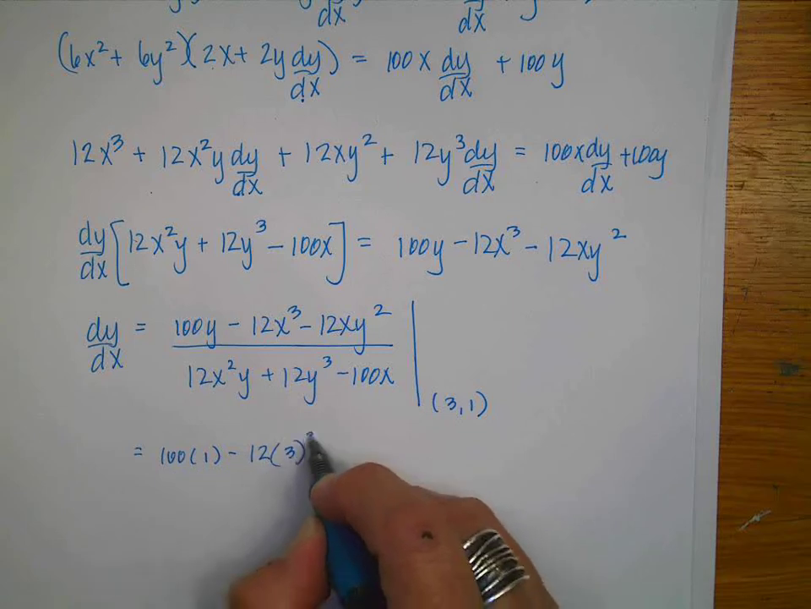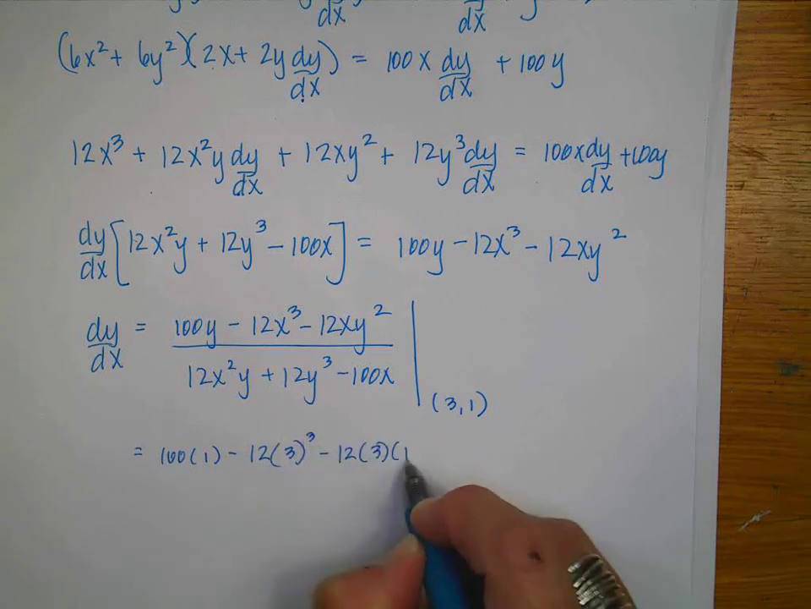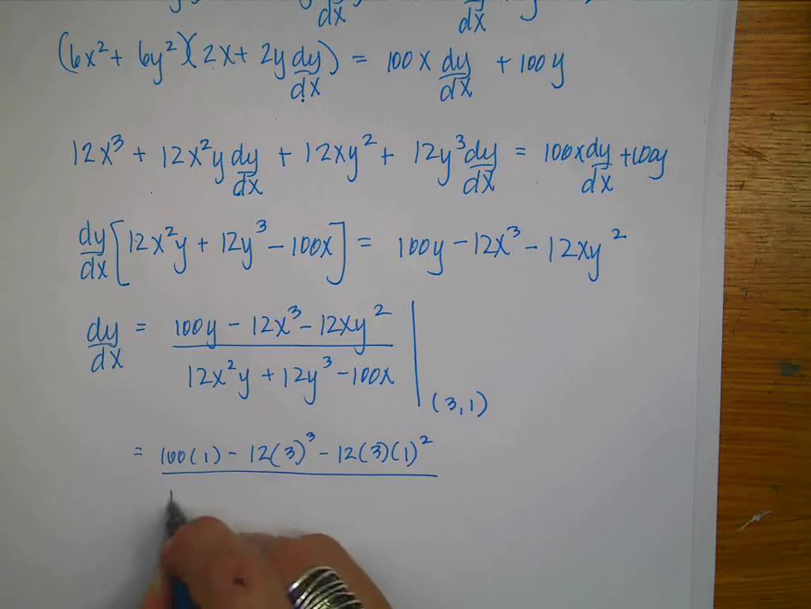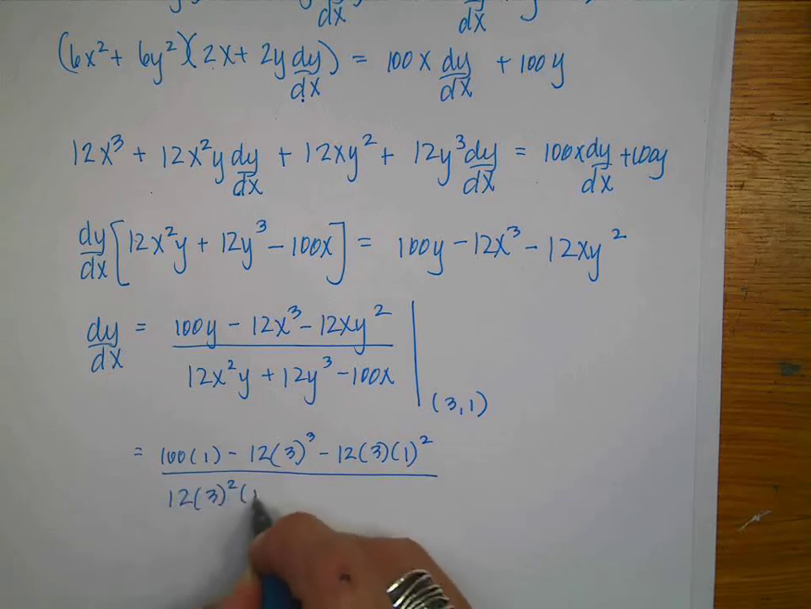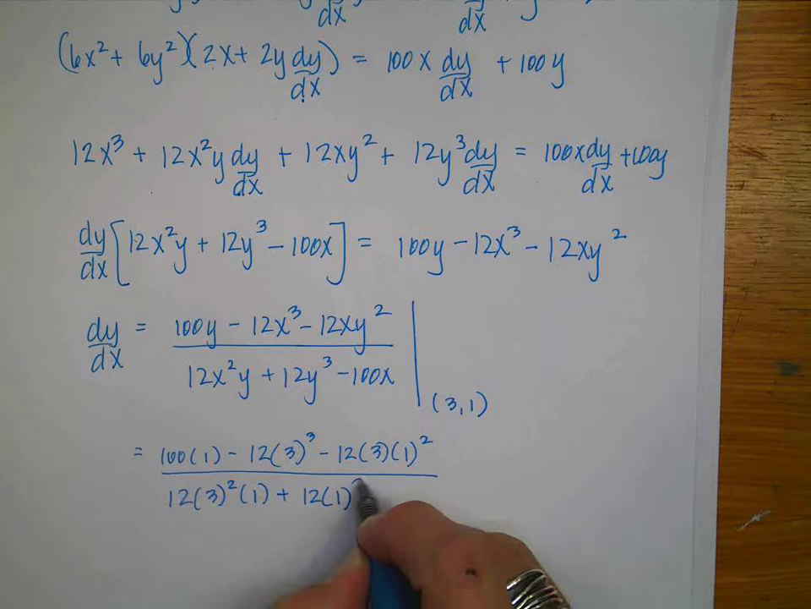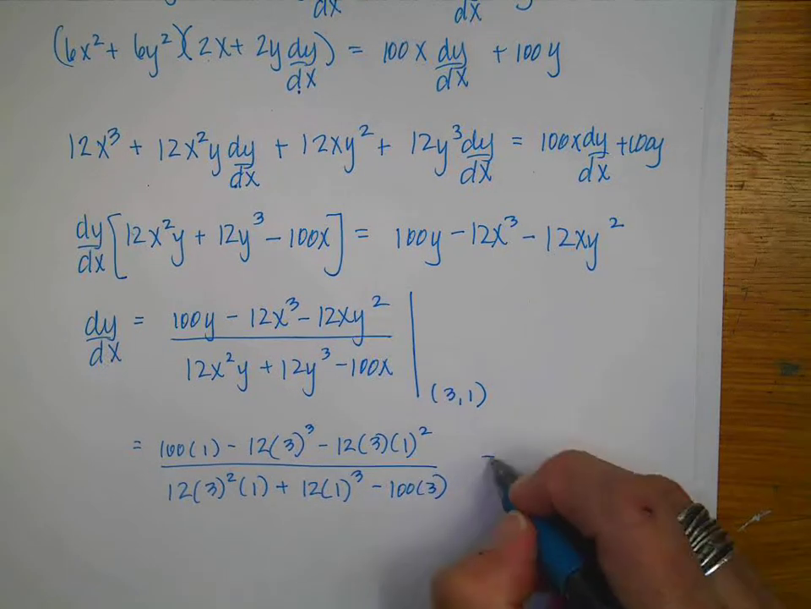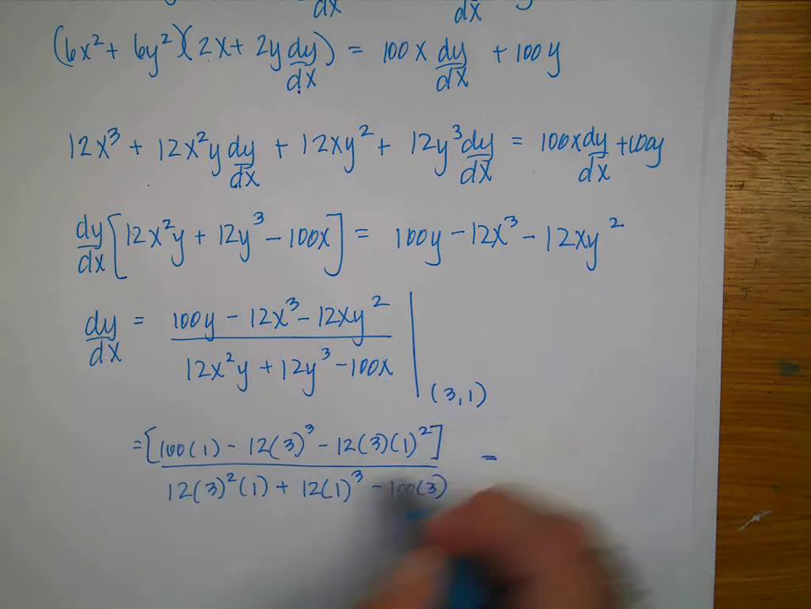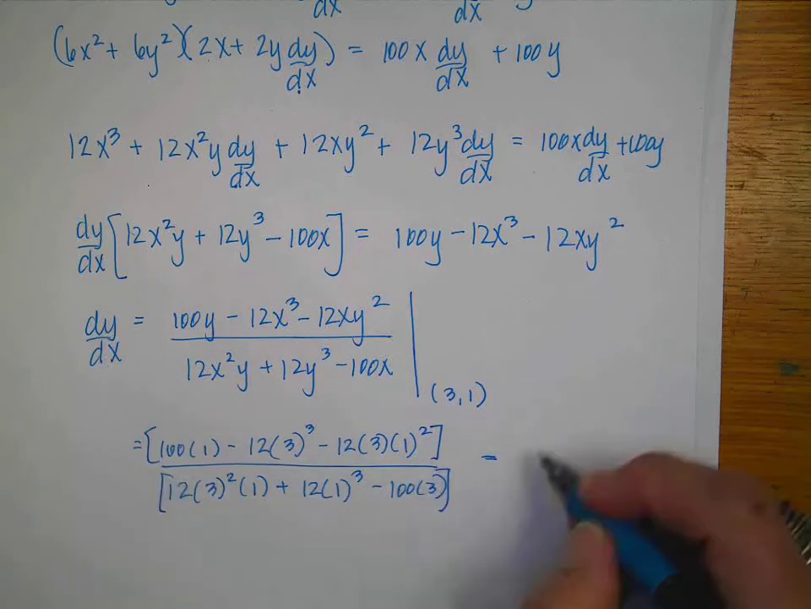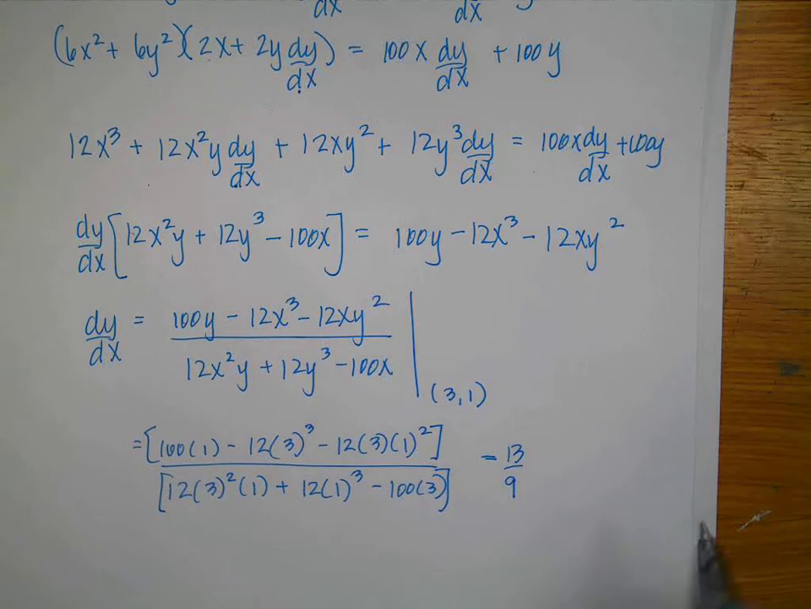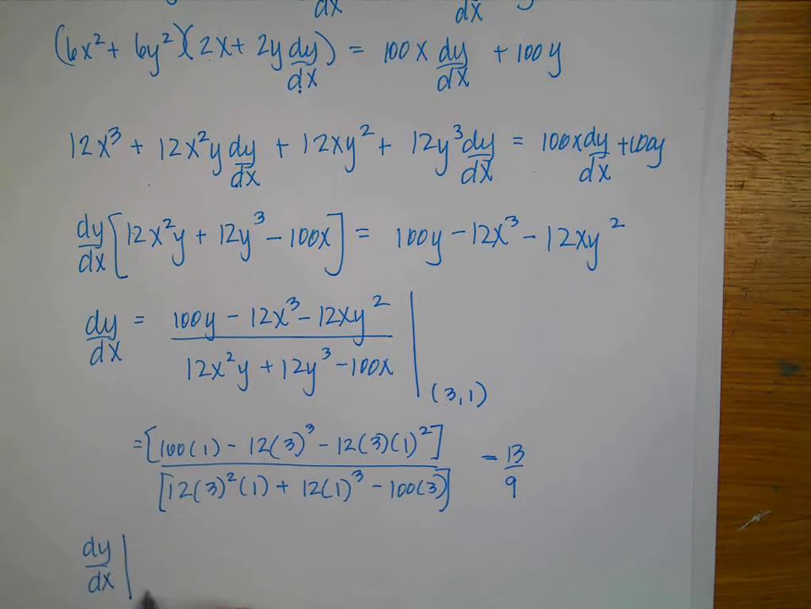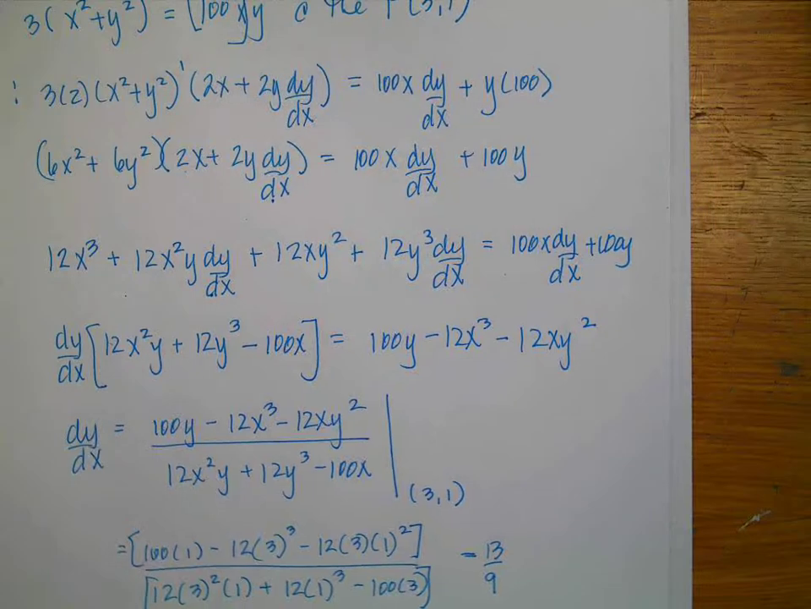So this is 100 times 1 minus 12 times 3 cubed minus 12 times 3 times 1 squared, over 12 times 3 squared times 1, plus 12 times 1 cubed minus 100 times 3. I would do all of that math in my calculator, making sure that I put the numerator and the denominator in separate parentheses, and you're going to get 13 over 9. Whew! So then I'm going to report dy/dx evaluated at (3, 1) is equal to 13 over 9.